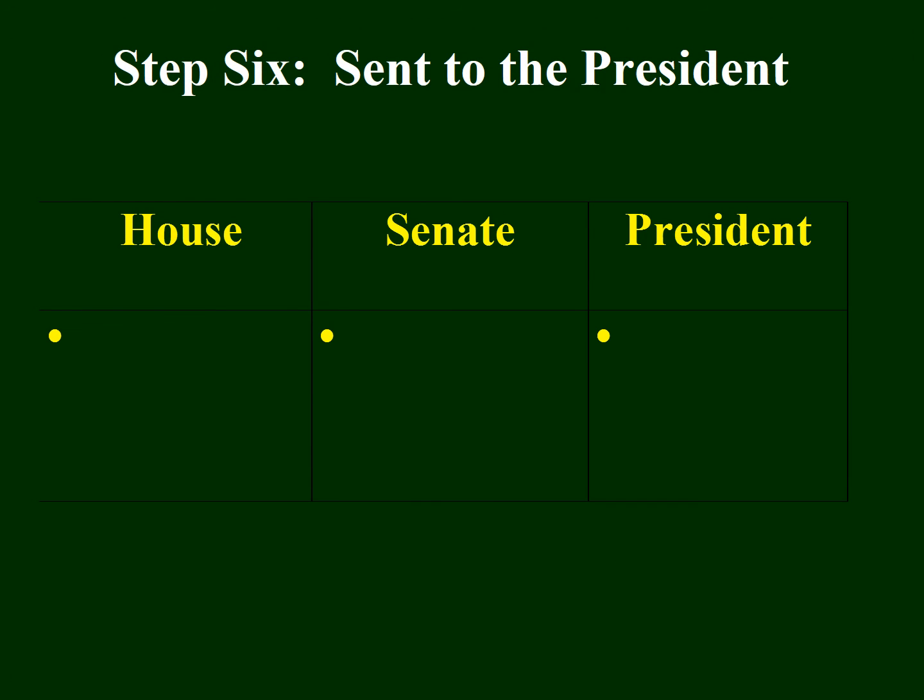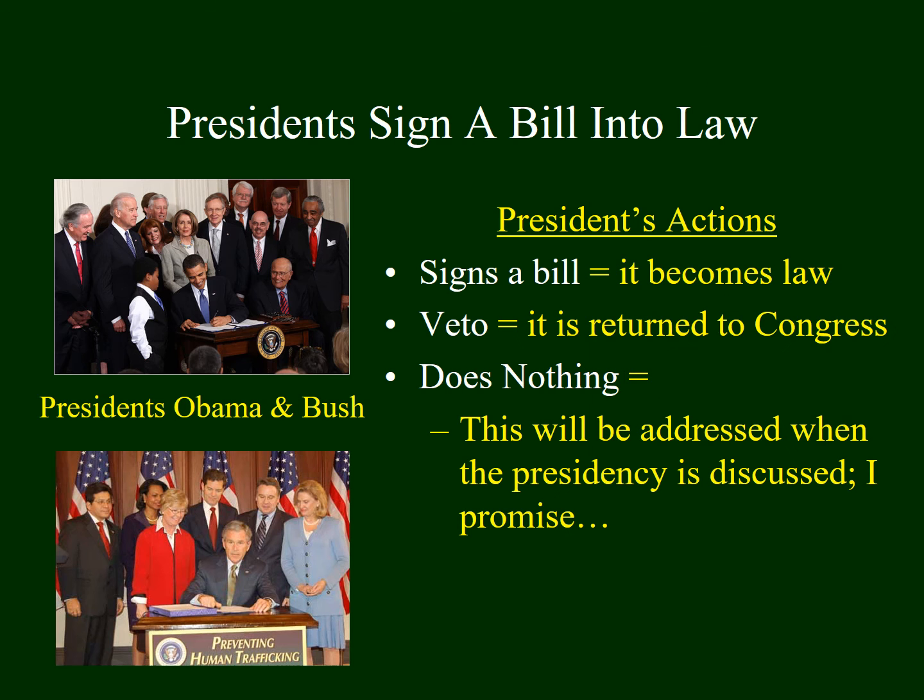Step number 6 finally allows the president some actual authority. The House and the Senate have proposed a bill, they've agreed to it, and they send it off to the president. If a bill has made it this far and it gets sent to the president, he has 3 options. First, the president can sign a bill, he can veto it if he's opposed to it, or the president can do nothing. So let's look at these actions in a little more detail. If the president supports a proposal, he can sign it, and boom, that bill becomes a law.